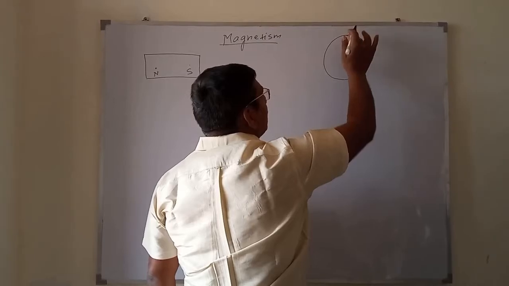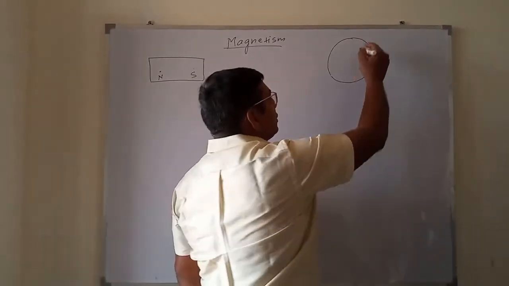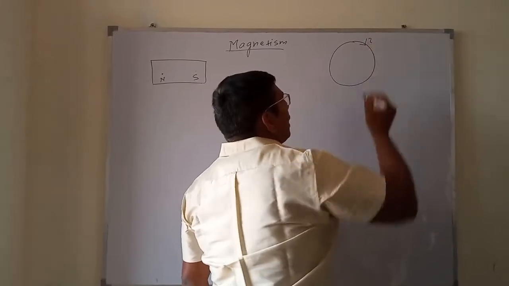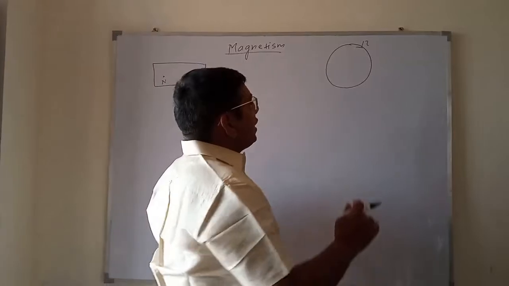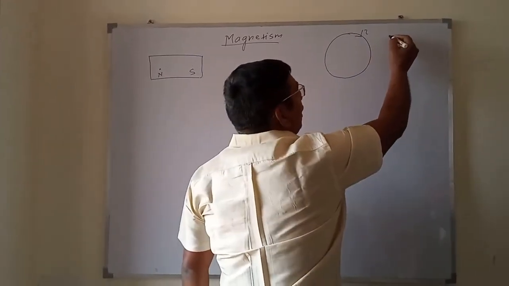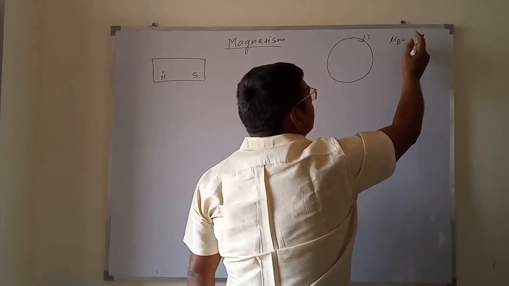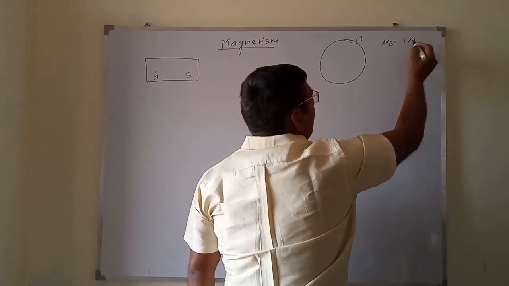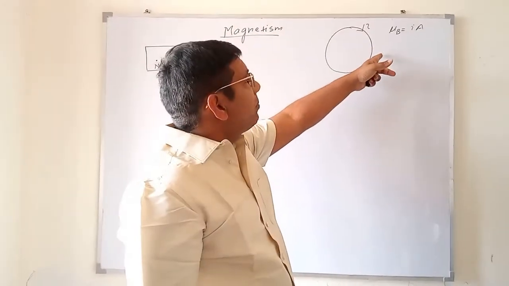So if we take one current carrying loop with current I, then we can write that the magnetic moment mu_B is I into A, right? We know this one, and it produces a magnetic field.